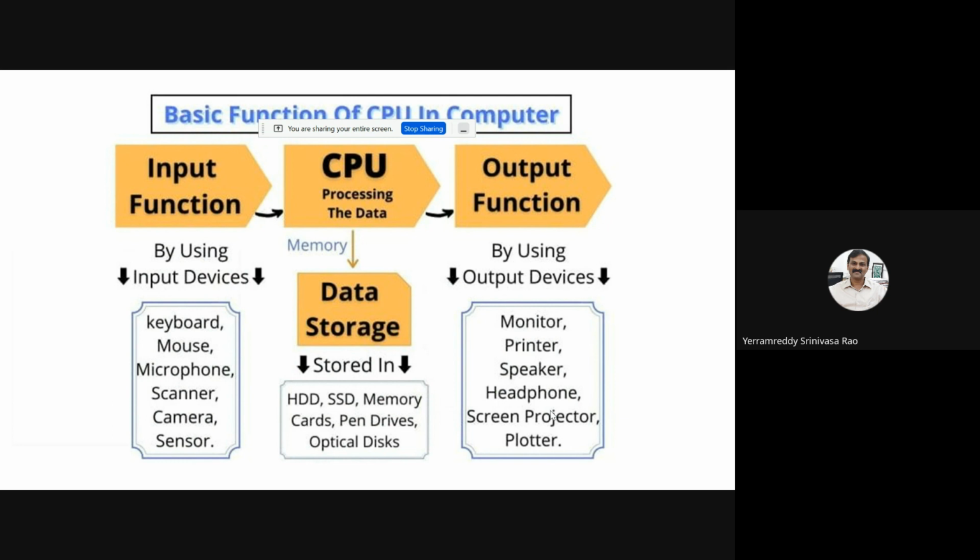So I hope now you can understand that we started by comparing with a human being, then we started understanding what we mean by smartness in a system, in a computer, what are the basic parts of the computer, and what are the basic functional blocks in a computer.